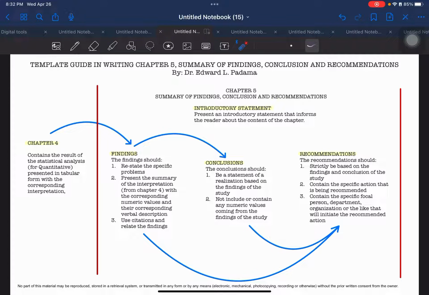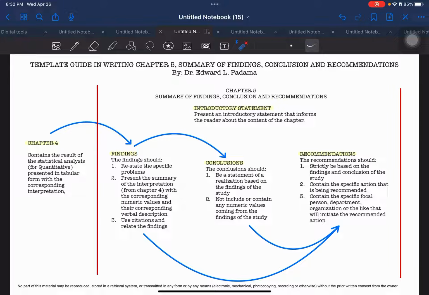I created another template guide, this time in writing chapter 5, the summary of findings, conclusion, and recommendations. So this will be very helpful to students and research writers who are already in this part of their study.